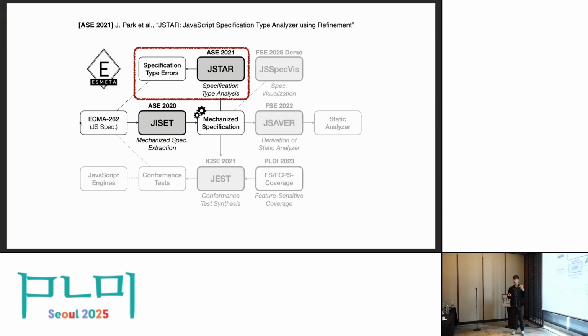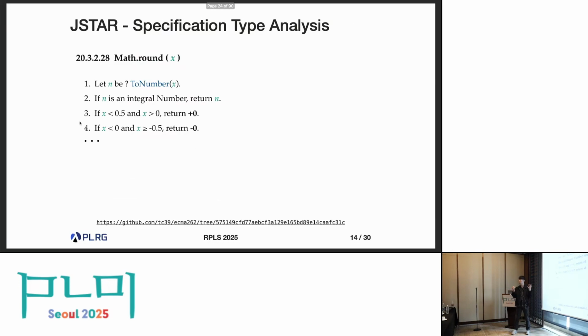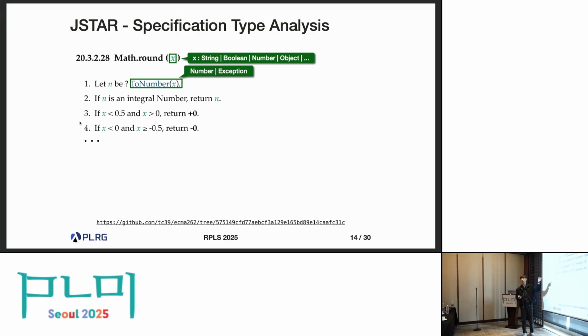So this was our first application. I will show you what happens if we perform the type analysis on the specification. So this is the semantics for the built-in library Math.round. It takes any JavaScript value, so the parameter x, the type is any JavaScript value: string type, boolean type, number type, object type, and so on. But after calling the algorithm ToNumber, it returns not only a number JavaScript value, but also a JavaScript exception. So JavaScript exceptions are also values in the specification, so it returns either one of them.